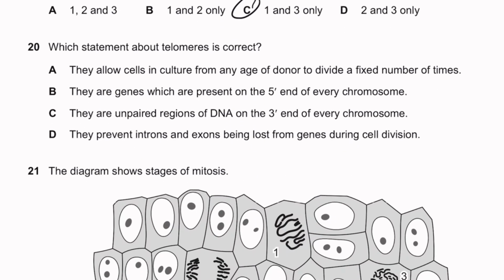Which statement about telomeres is correct? They allow cells in culture from any age of donor to divide a fixed number of times. Okay. Telomeres are basically the ends of the chromosome. So let's draw out a chromosome. The chromosome would have these ends that contain non-coding sequences, specifically of G and C, guanine and cytosine.